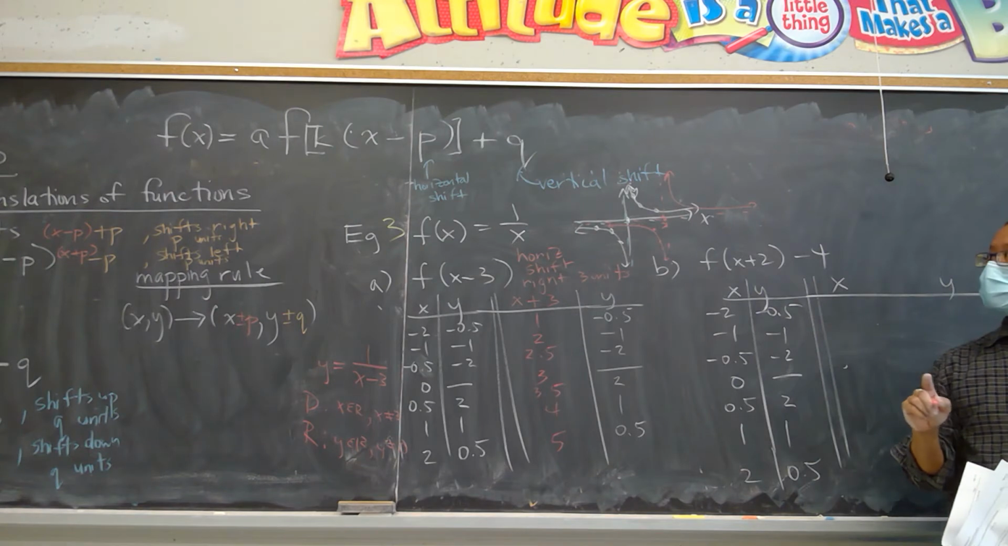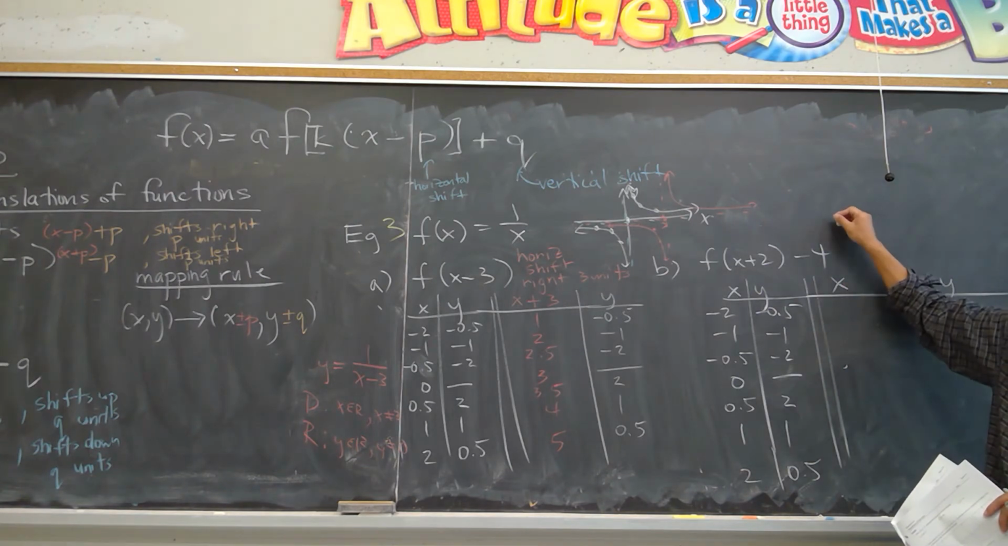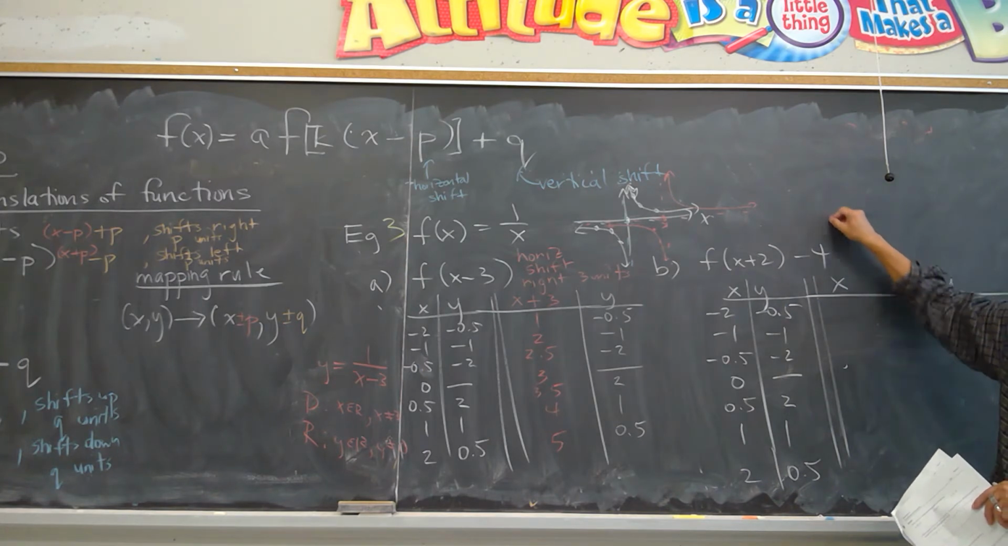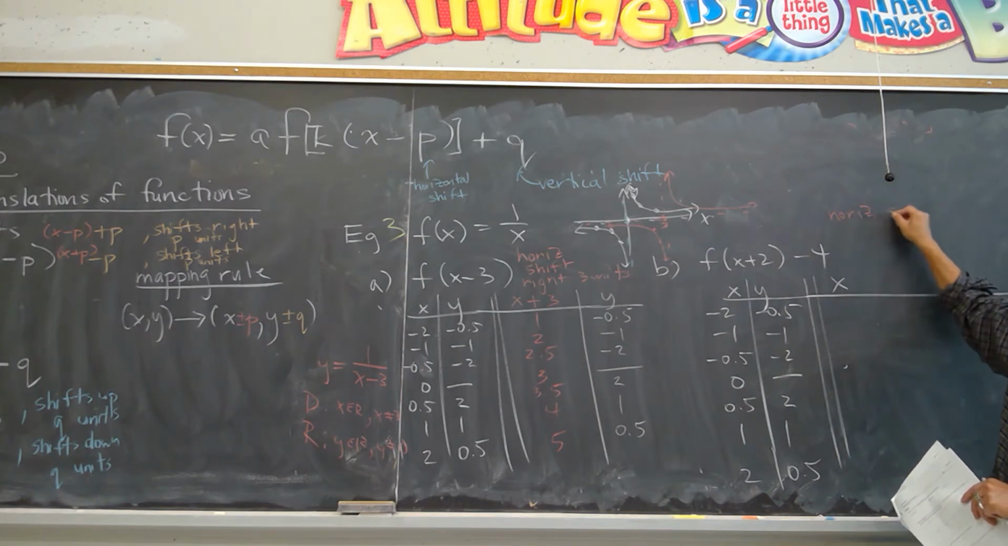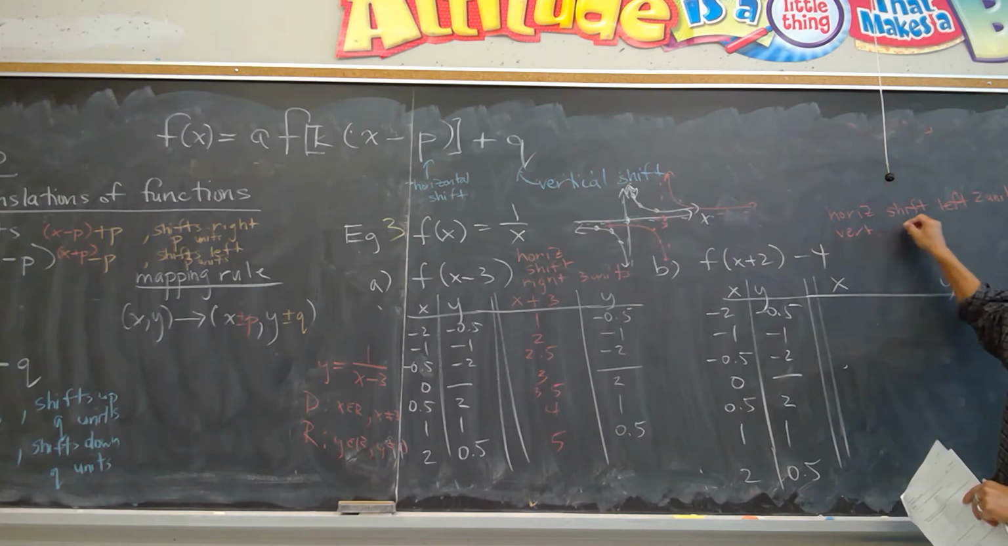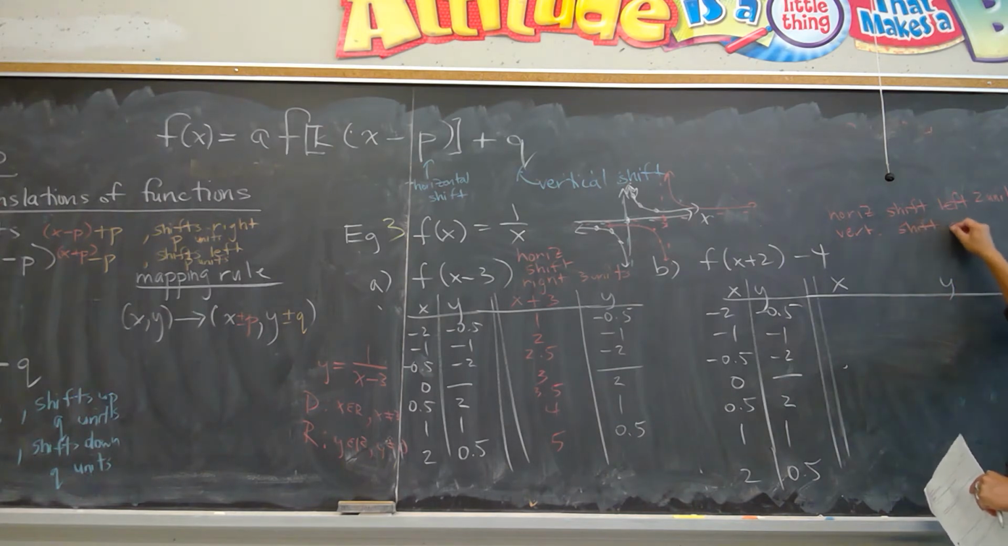Alex? Horizontal shift left 2 units and vertical shift down 4 units. Nicely done. Horizontal shift left 2 units. Vertical shift down 4 units.